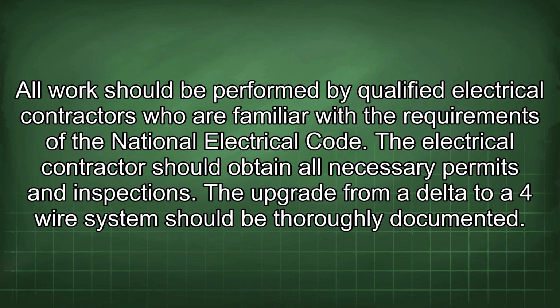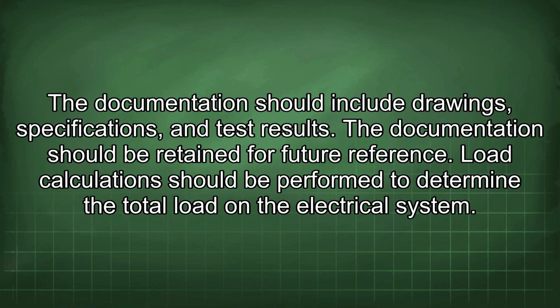All work should be performed by qualified electrical contractors who are familiar with the requirements of the National Electrical Code. The electrical contractor should obtain all necessary permits and inspections. The upgrade from a delta to a 4-wire system should be thoroughly documented. The documentation should include drawings, specifications, and test results. The documentation should be retained for future reference.